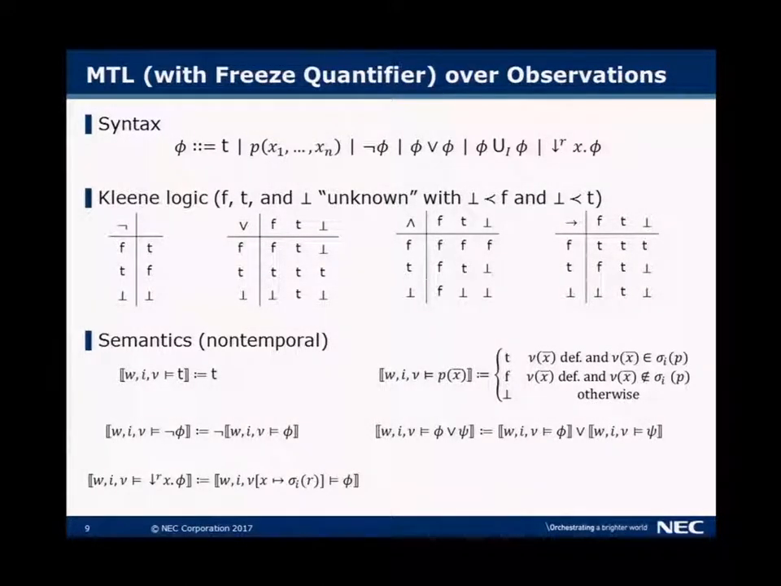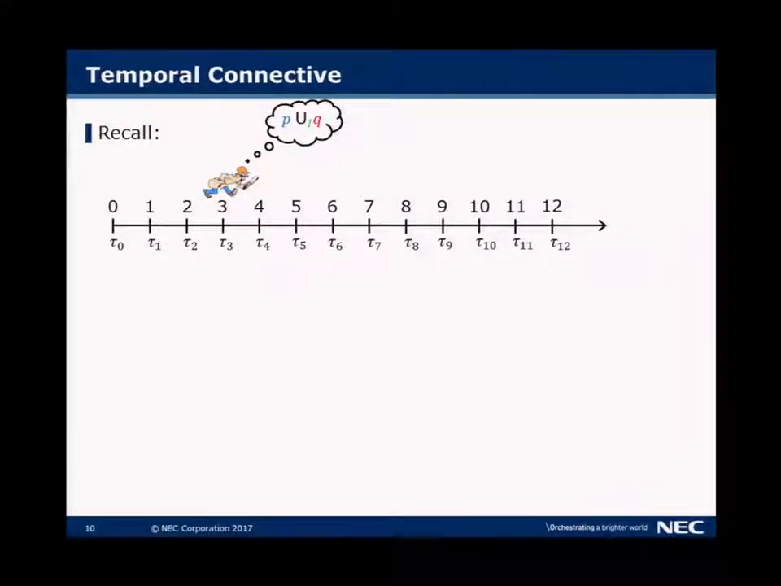The Boolean connectives not and or are as expected. However, be careful, we are now using Kleene logic and not anymore classical Boolean logic. And the freeze quantifier is sort of a weak form of existential quantification. We pick the value from the register, which is stored in the state, and we freeze it to the variable x. That's all that's happening. For the temporal connective, just a recall.